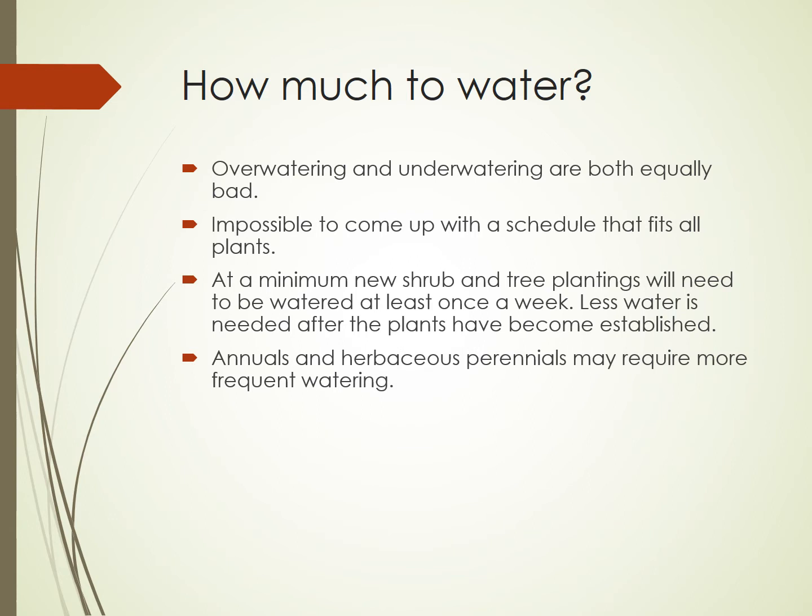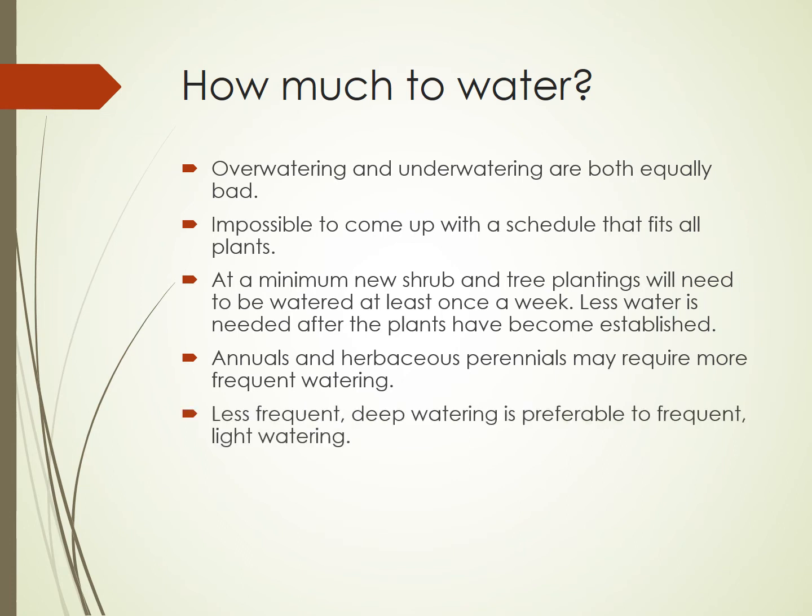Annuals and herbaceous perennials may require more frequent watering simply because their root systems are more shallow and the upper layers, or upper several inches of the soil, are going to dry out very quickly. So we may need to water annuals and herbaceous perennials more frequently. So when watering is done, deep watering is preferable to frequent light waterings. So the moral of the story is let the soil dry out a little bit before you apply additional water.